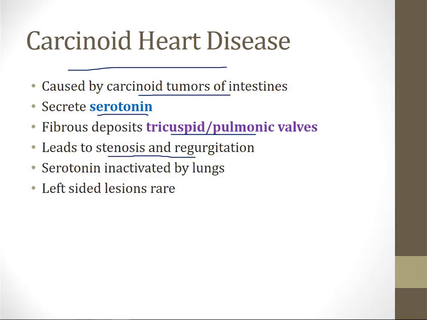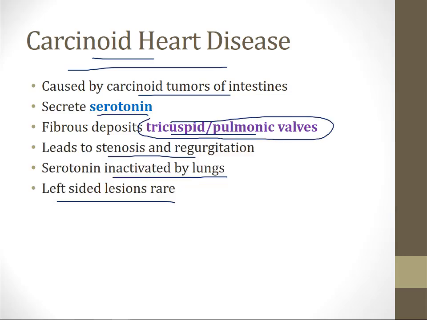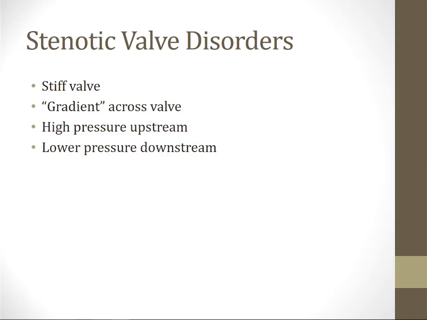Now, it turns out that serotonin is inactivated by the lungs, so left-sided lesions, like lesions involving the mitral and aortic valves, are very rare in carcinoid heart disease, but tricuspid and pulmonic valve lesions are a common sequelae of this condition. We'll start by talking about stenotic valve disorders. In these disorders, the valve becomes stiff and there is a pressure gradient across the valve. And by this I mean that there is a high pressure upstream and a lower pressure downstream.